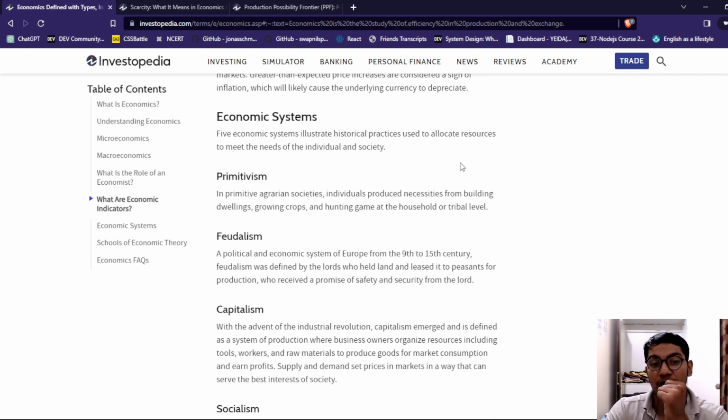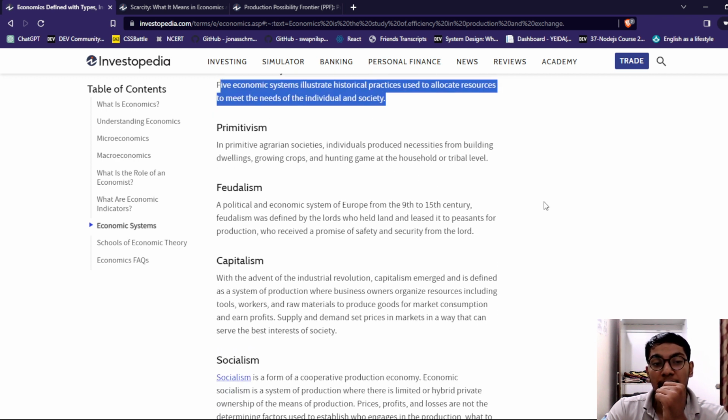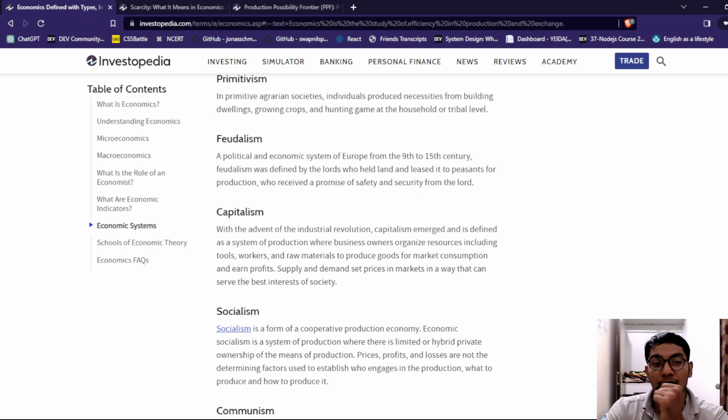Economic systems illustrate, historically, a practice used to allocate resources to meet the needs of individuals in a society. Primitivism: in primitive agrarian societies, individuals produce necessities, building dwellings, growing crops and hunting game, at the household and tribal level. Feudalism was an economic system of Europe from the 9th to the 15th century. It was defined by the lord who held the land and leased it to peasants for production, who received a promise of safety and security from the lord.